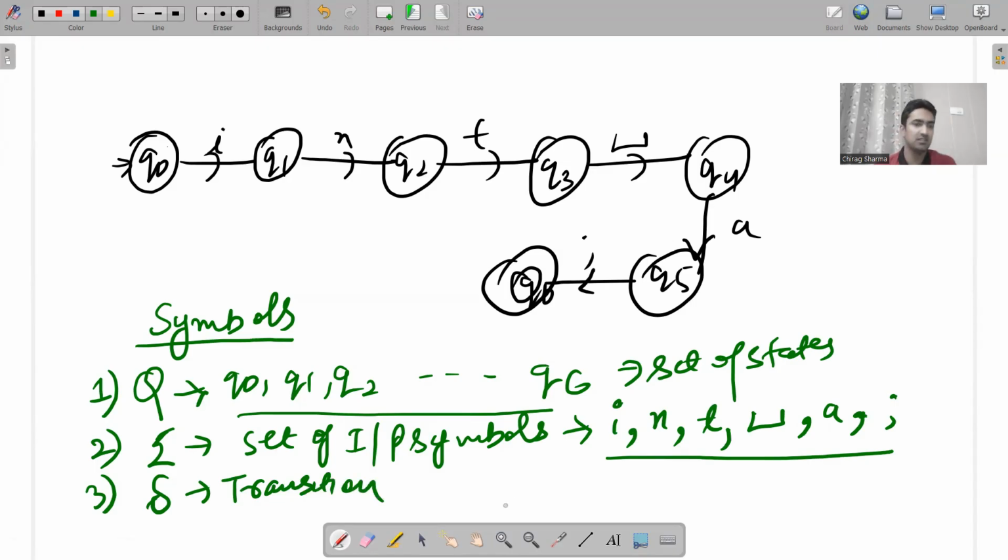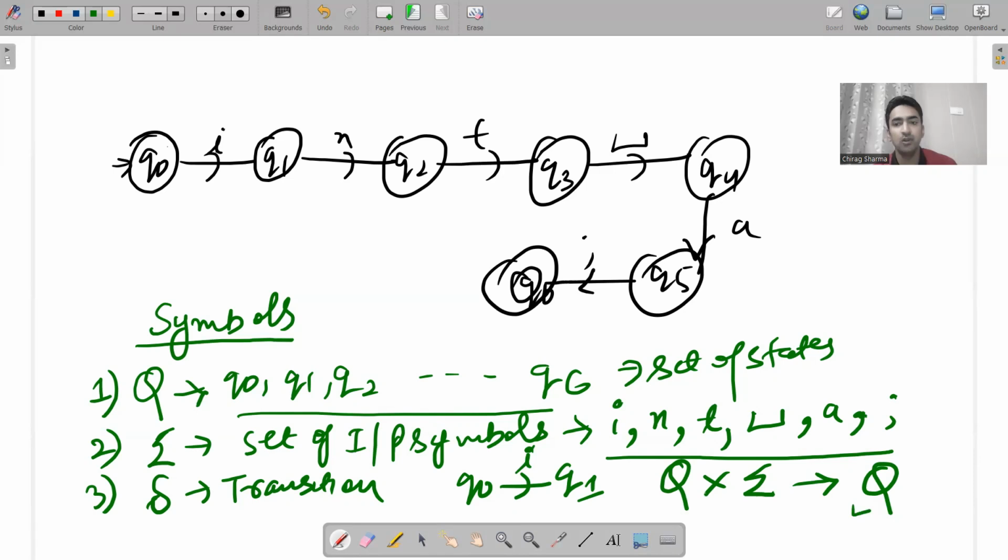So what is transition? Transition means you give any input, any state, any input, you go to a particular state. Like for an example, Q0, you have given I, you have gone to Q1. So there is a transition you have done. It means all set of states given all set of input symbols, you go to any particular state that belongs to all set of states. So this is known as transition.